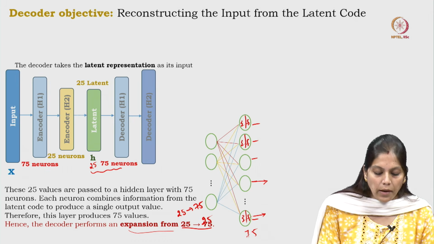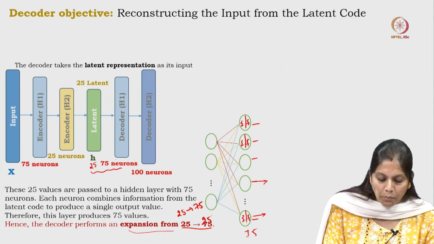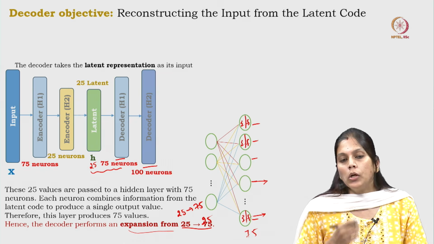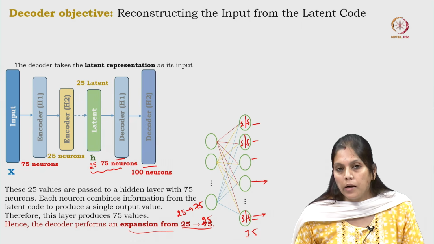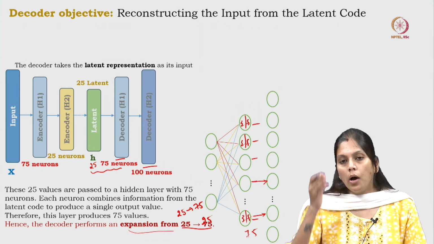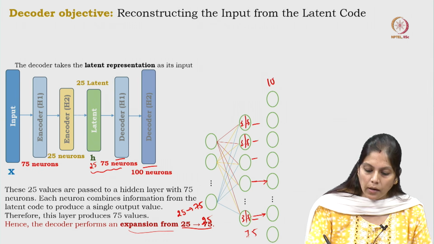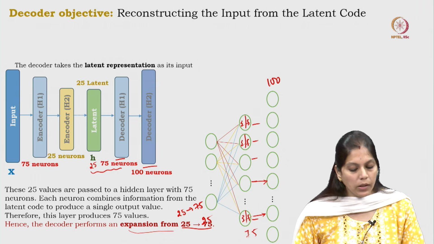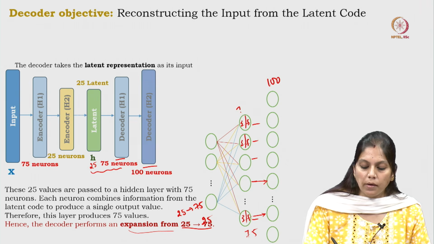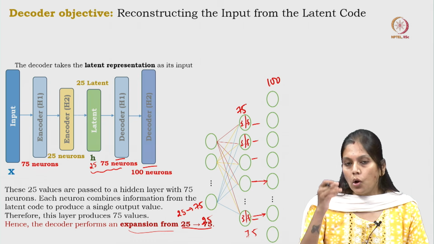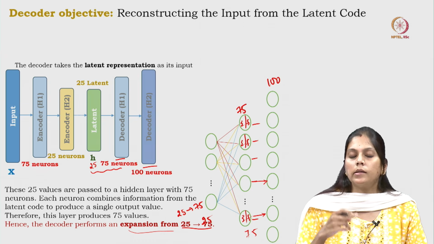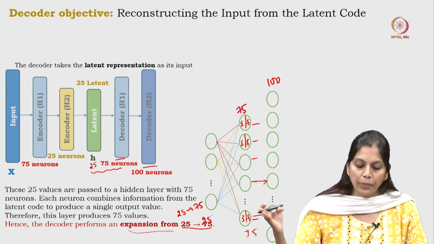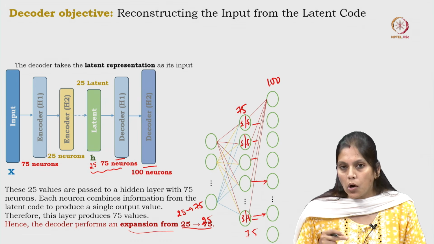Now, next, from 75 you are passing it to the next hidden layer. How many neurons are there in this hidden layer? There are now 100 neurons in this hidden layer. So now what will be the operation? Is it not that every neuron in this hidden layer is connected to every neuron in the next hidden layer? The answer is yes.